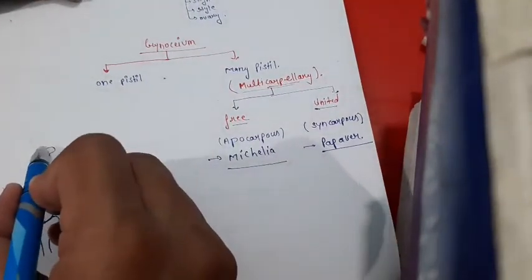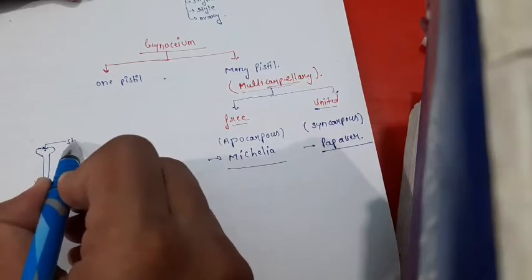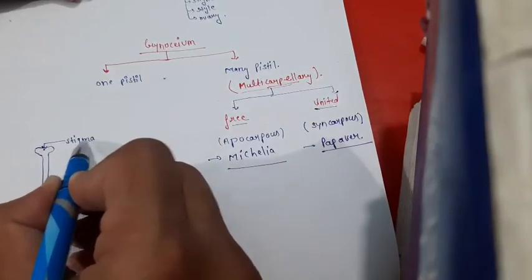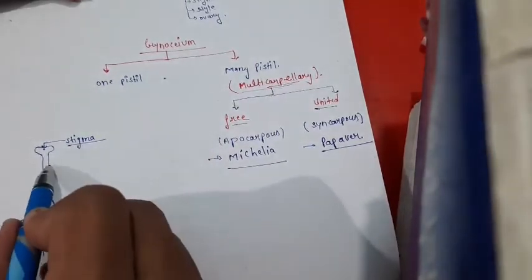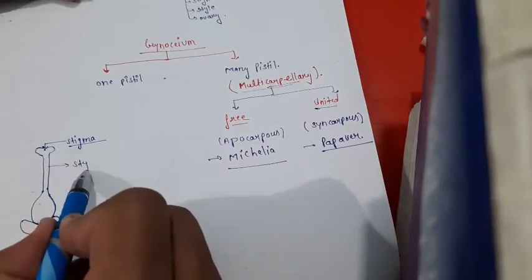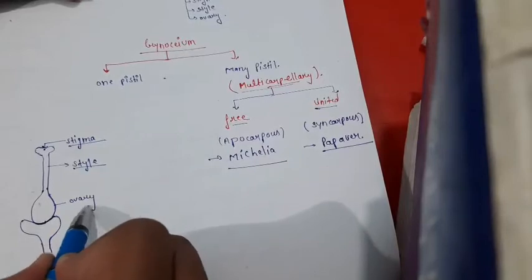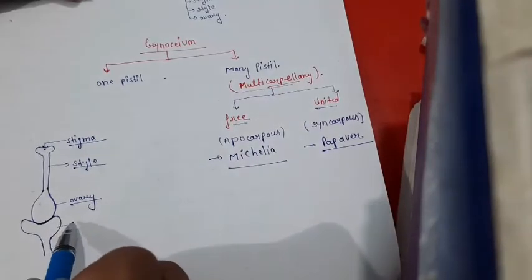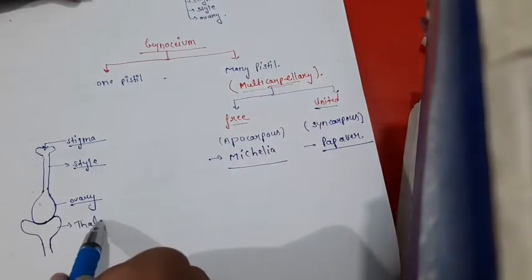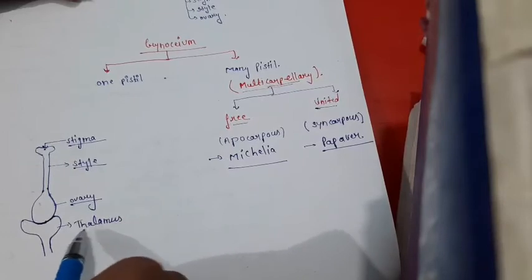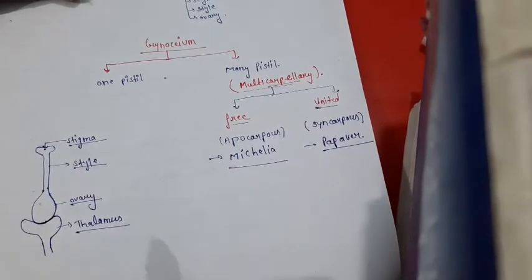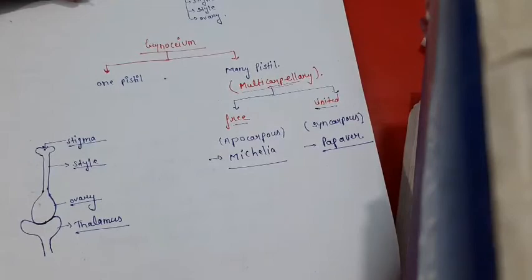So here, what is this? This is called stigma. This is called style. This one is called ovary. This one is called thalamus, or it is also known as what? Receptacle. Okay friends.